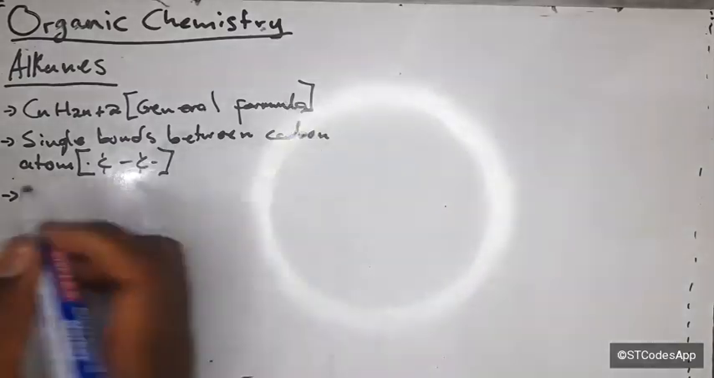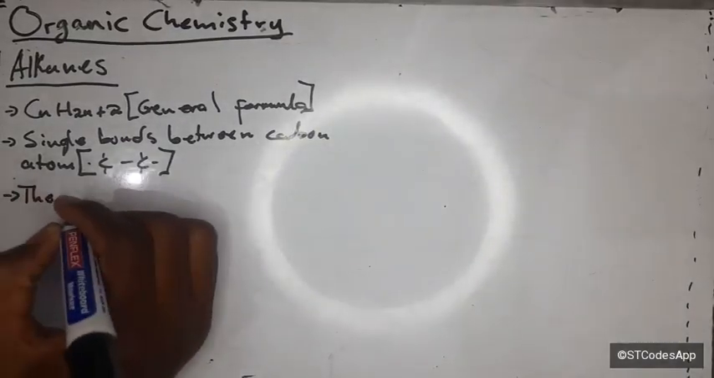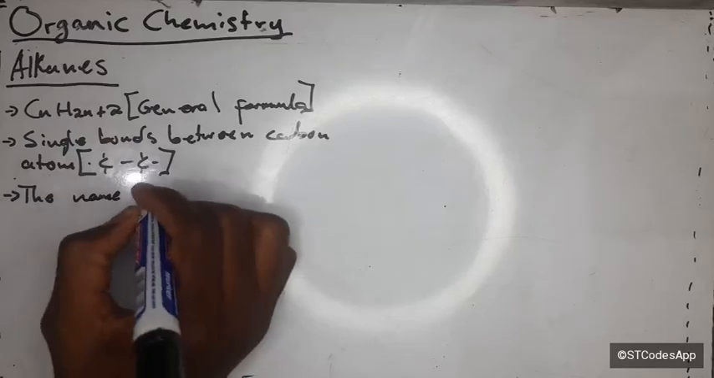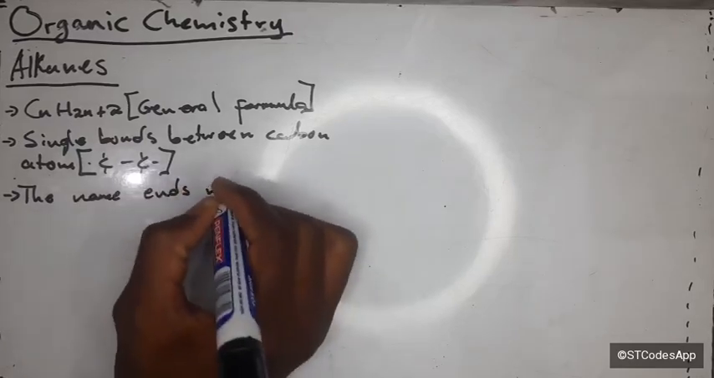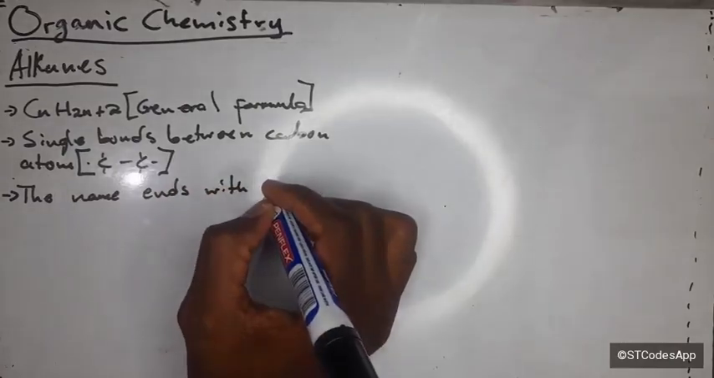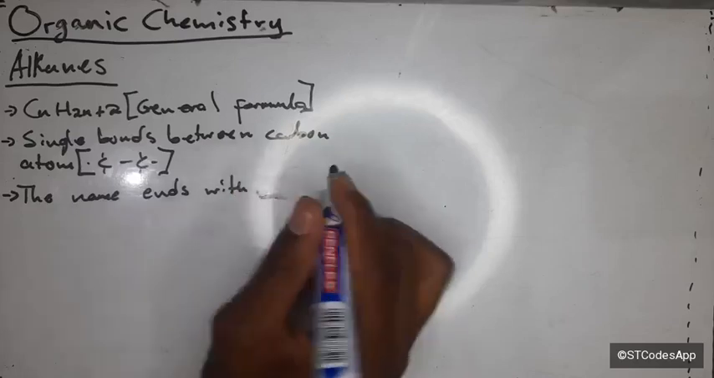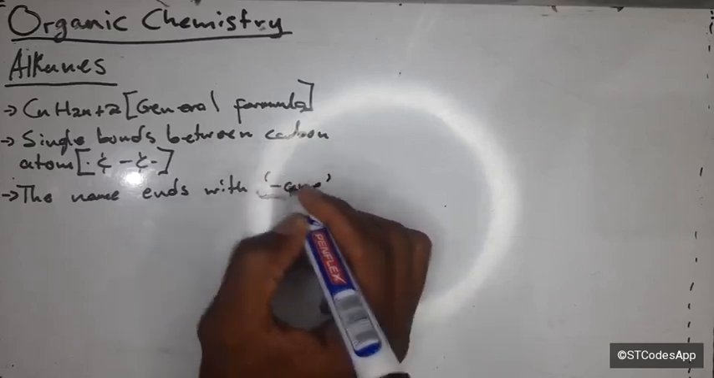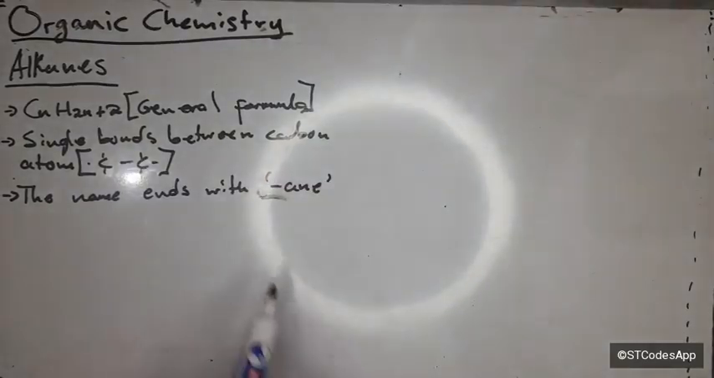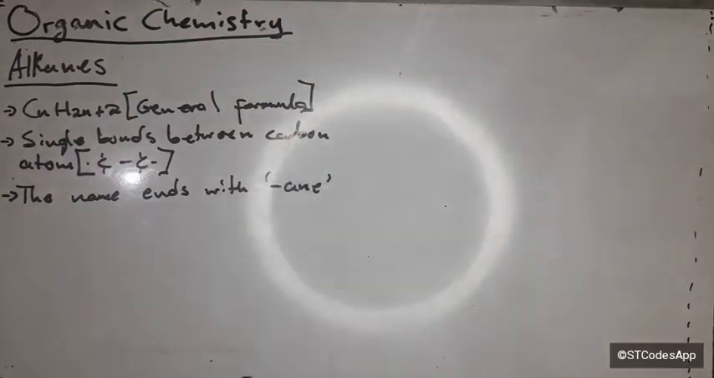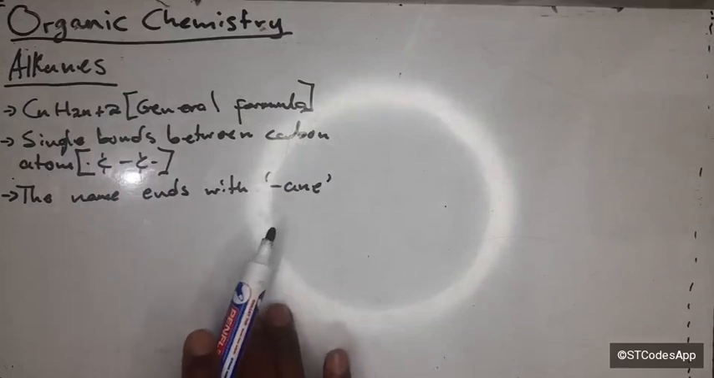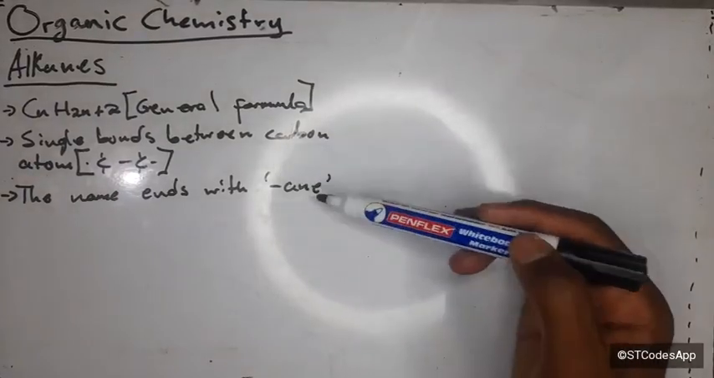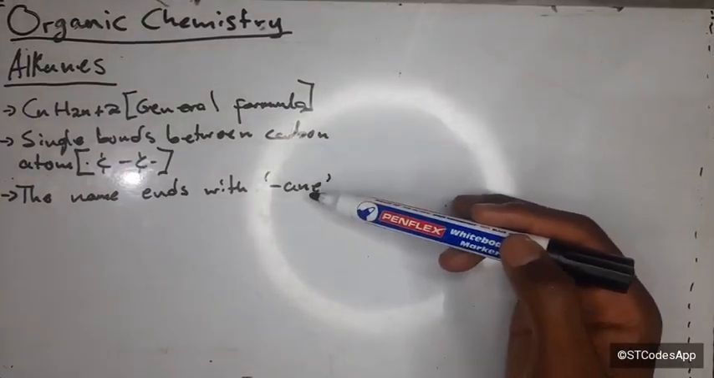Well, the name of this thing, alkanes, the name ends with "ane". Let me write it this way, like this, ane. That's what we call the suffix. So the name ends with an "ane". So, general formula, functional group, and the suffix of alkanes.